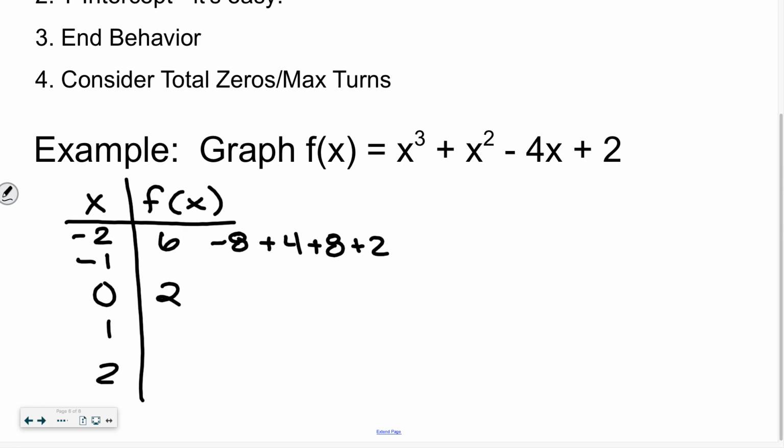Now I'm going to do -1. -1 cubed is -1. -1 squared is +1. -4 times -1 is +4. And then, of course, I got my +2. So that gets me to 6. So then I'm going to do 1. 1 plus 1 minus 4 plus 2.